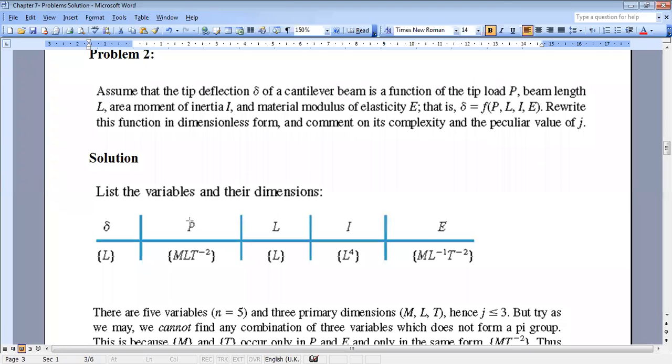So I can take, for example, P and L. Let us say I choose P and L as the independent variables. So the first group will be formed by combining them with delta. Here, you can directly determine the group by just looking at the variables. No need to put A, B, C because it's very simple. Look, delta is L and L is L. So what will be the group between delta, P and L? What will be the group you will find? Who can tell me directly?